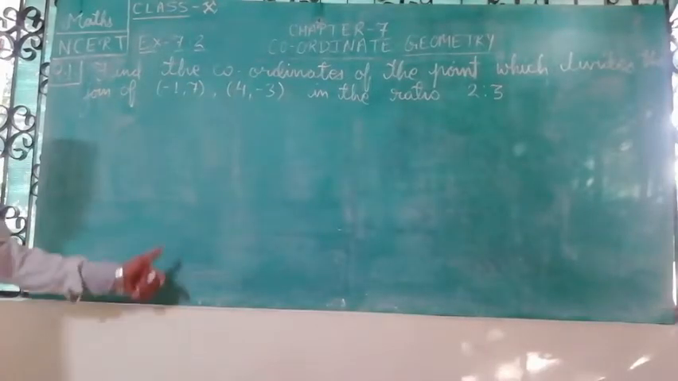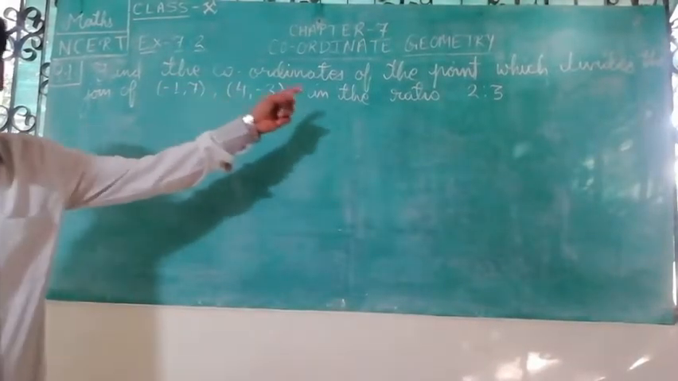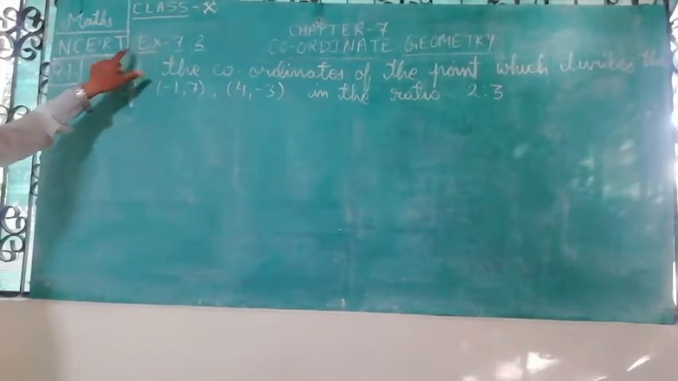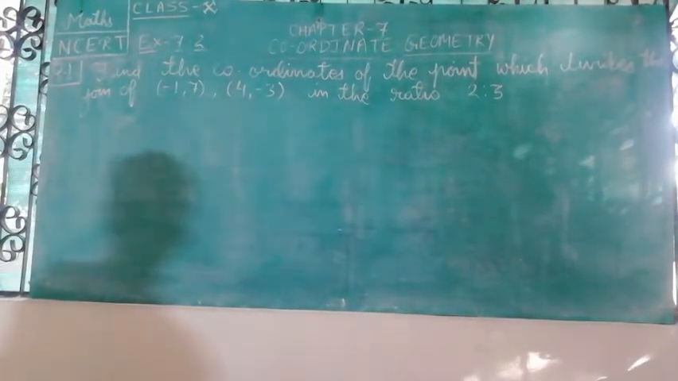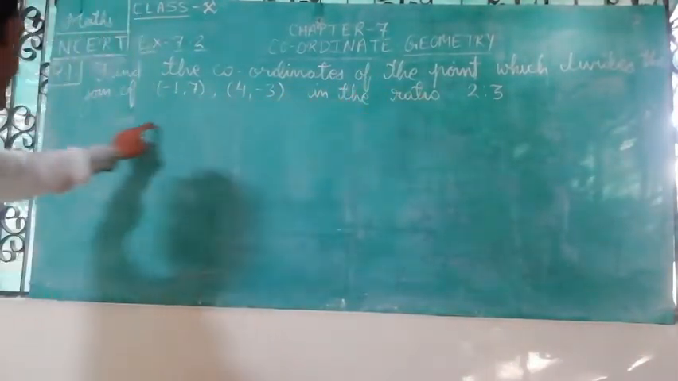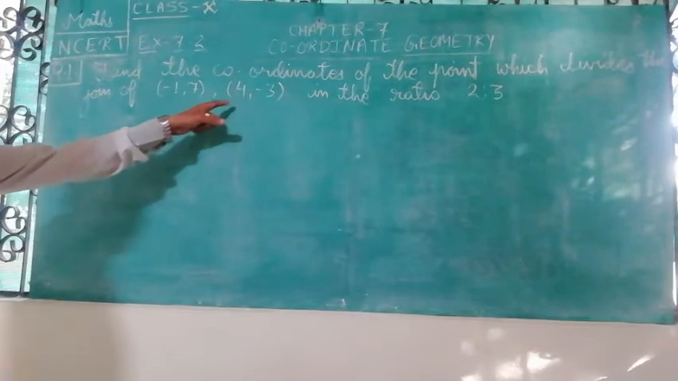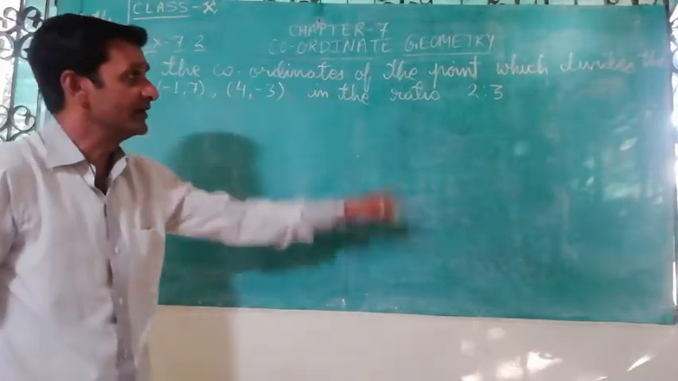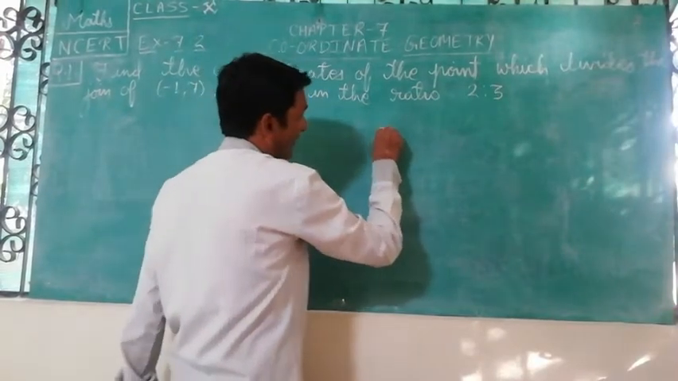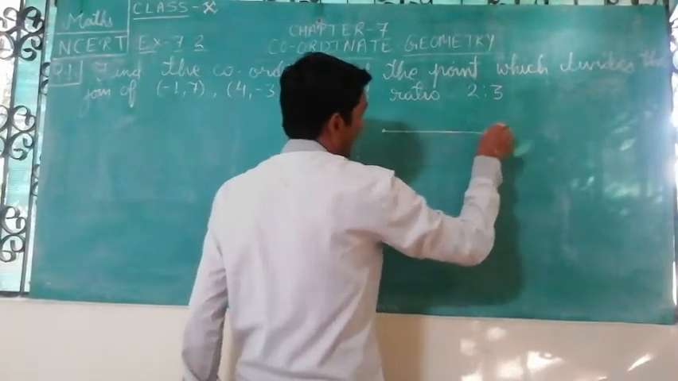Hello students, we are discussing chapter 7, coordinate geometry of class 10, and we are doing NCERT exercise 7.2. It is question first: find the coordinates of the point which divides the join of (-1, 7) and (4, -3) in the ratio 2:3. So let us draw one figure for this.